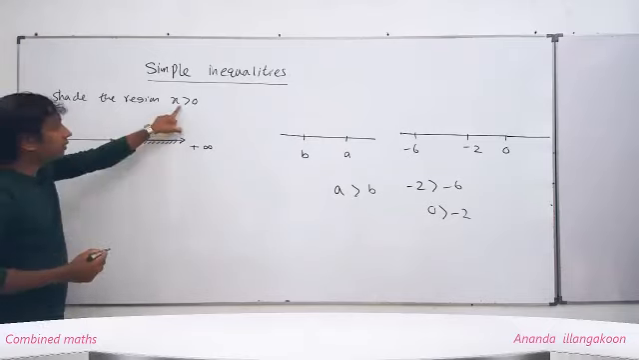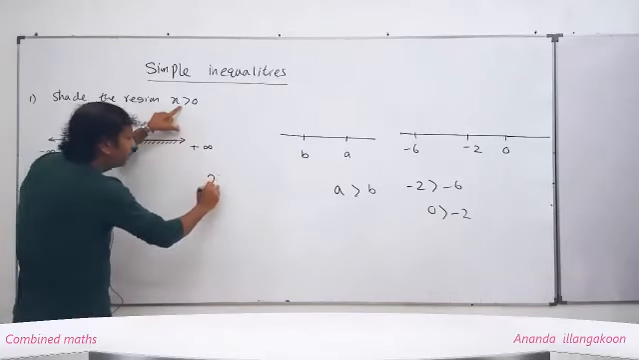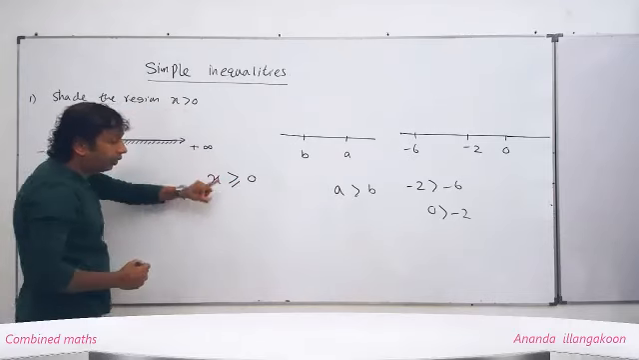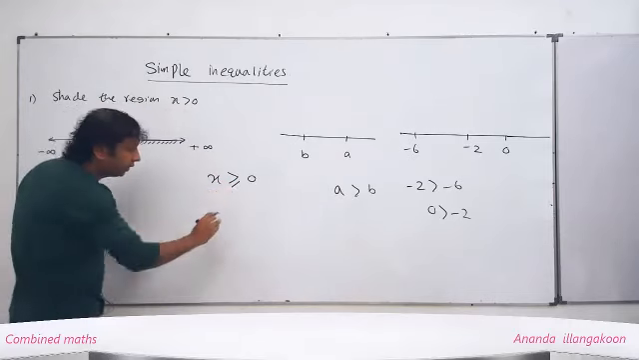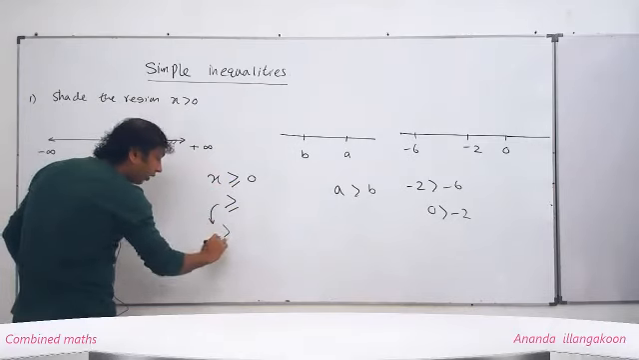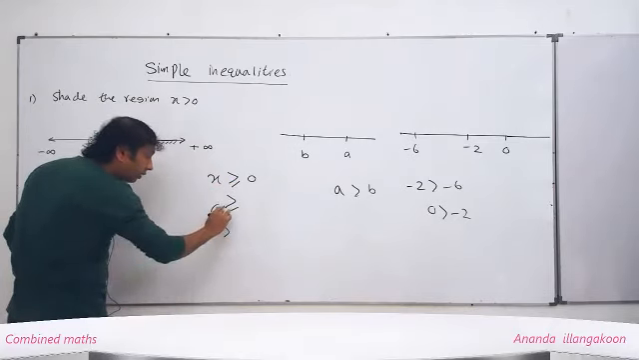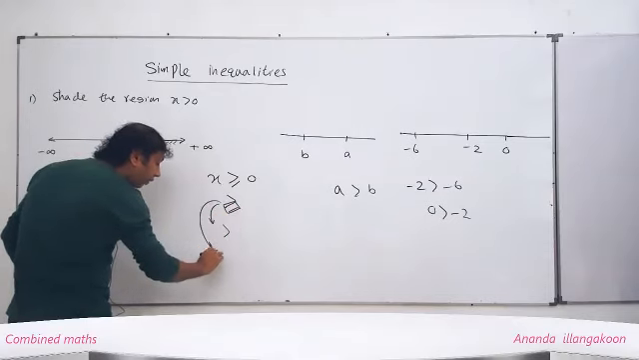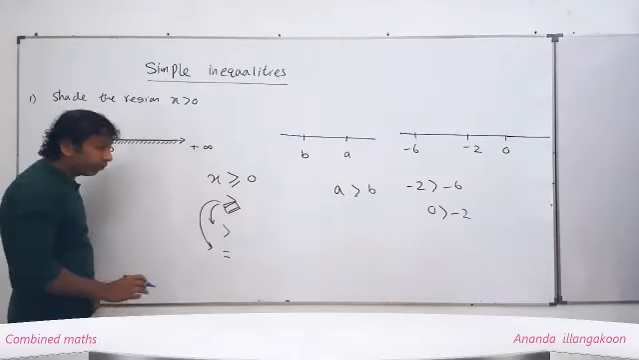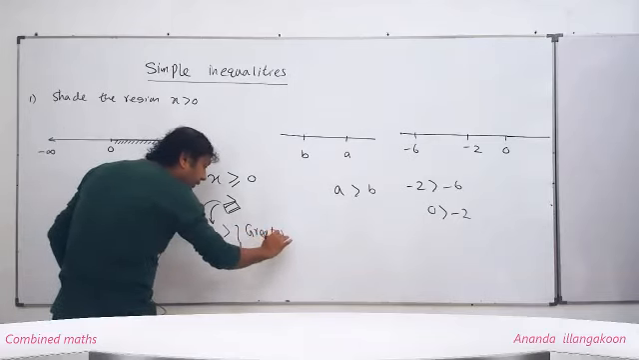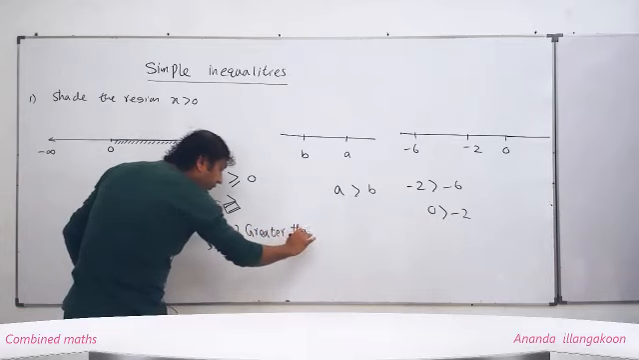People, here, sometimes with this greater than 0, we might be given equal also. This sign contains two things. First is the greater than sign. The other is the equal sign. So these two together we say greater than or equal.